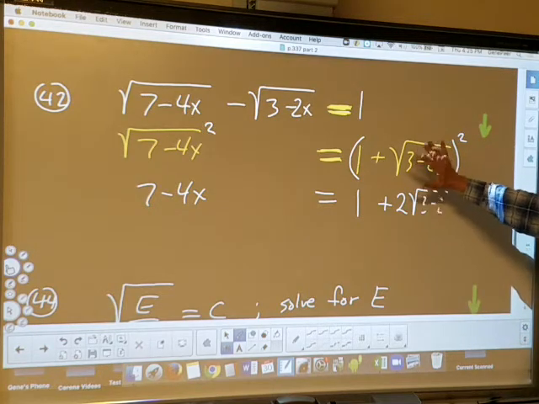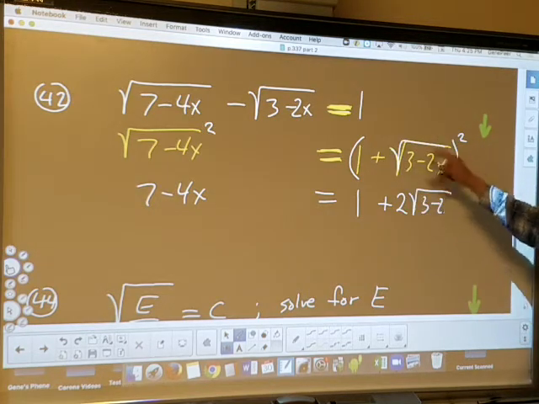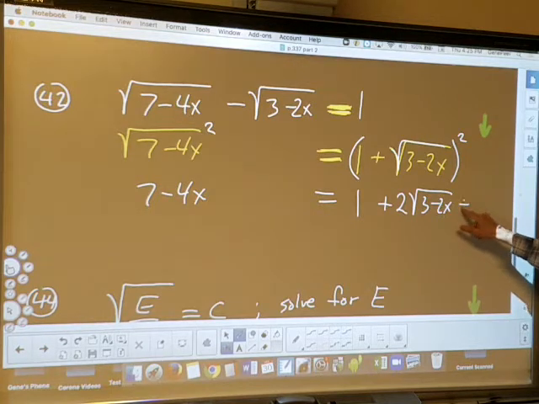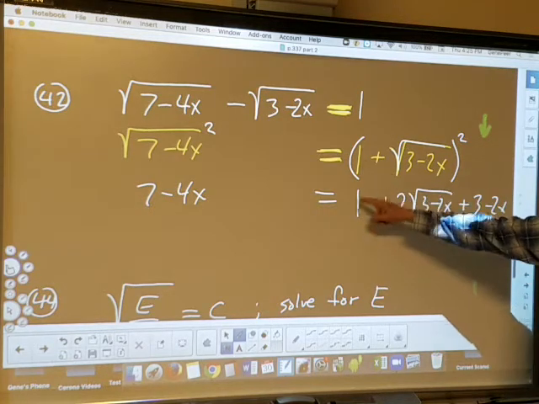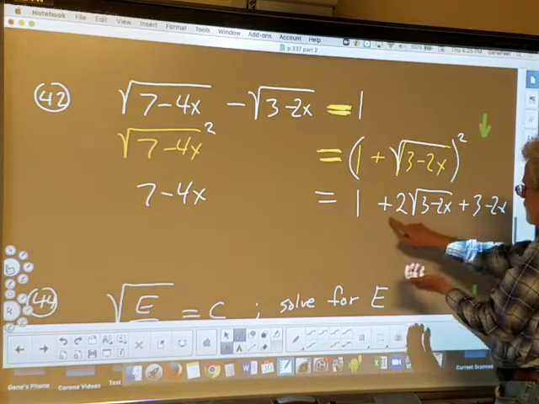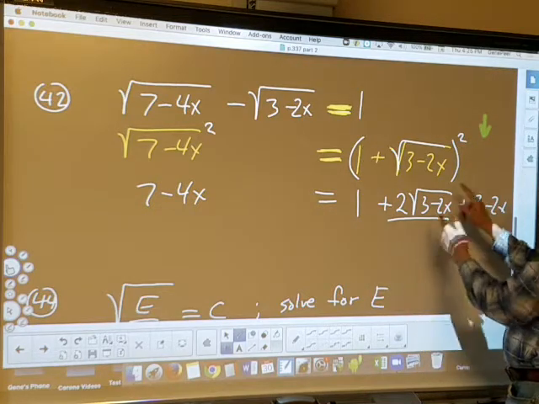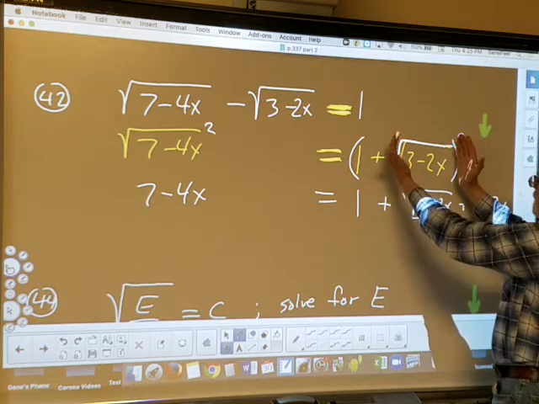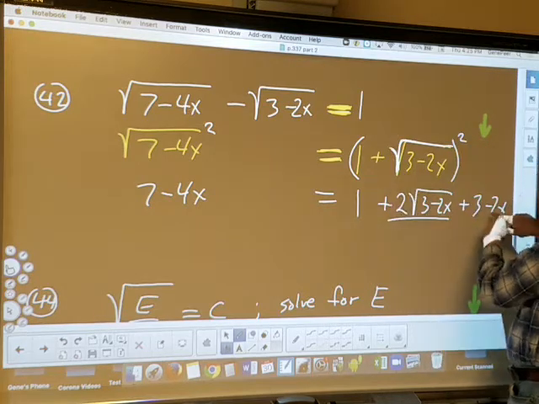Oh, that's easy. How do you square a square root? It cancels, so we now have plus 3 minus 2x. So we squared this. We multiplied these two and doubled the answer. Right there. Then I squared this whole thing, which became that.